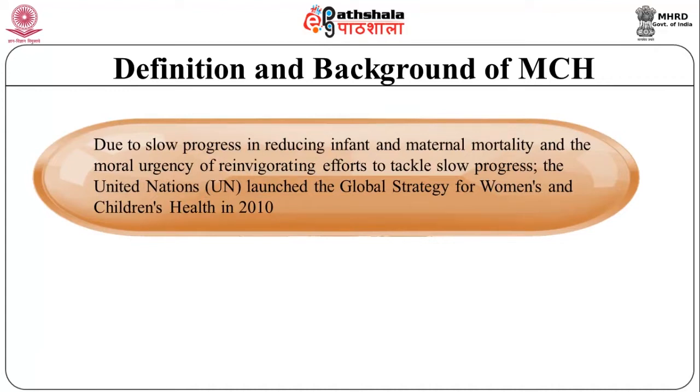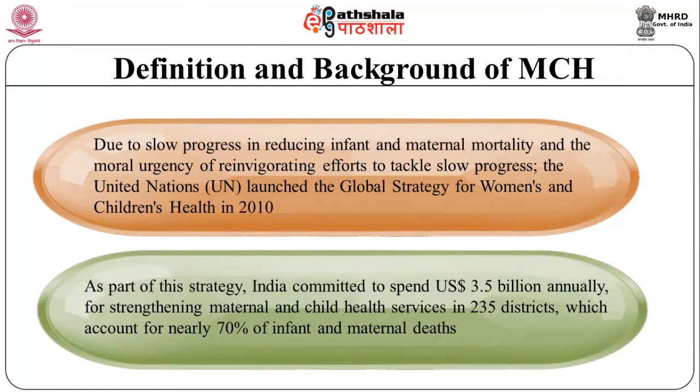Due to slow progress in reducing infant and maternal mortality and the moral urgency of reinvigorating efforts to tackle it, the United Nations launched the Global Strategy for Women's and Children's Health in 2010. As part of this strategy, India committed to spend US $3.5 billion annually for strengthening maternal and child health services in 235 districts, which account for nearly 70% of infant and maternal deaths. Bhutta and Black 2013, WHO 2013.